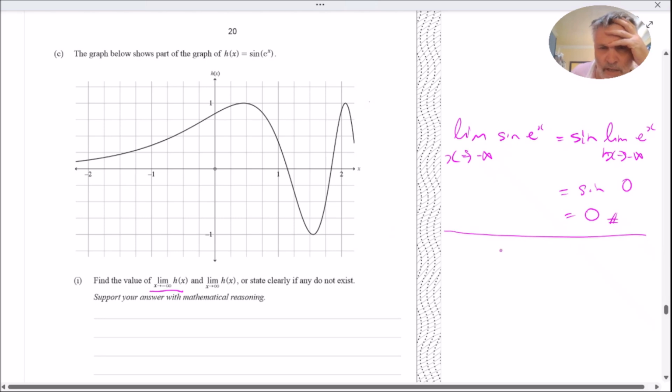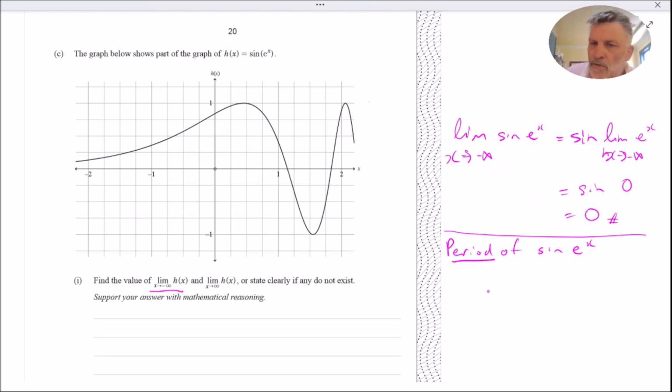One way that I have looked at that is to look at the period of sine of e to the power of x. Now, it's not going to be a constant period. It's going to vary as we go out. So in the period, we've got an x value.